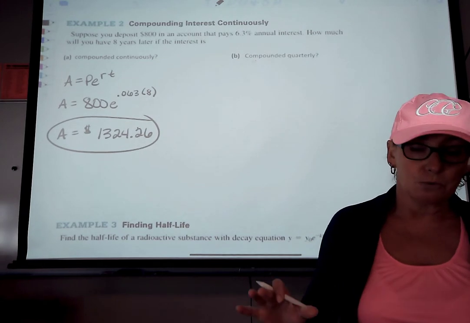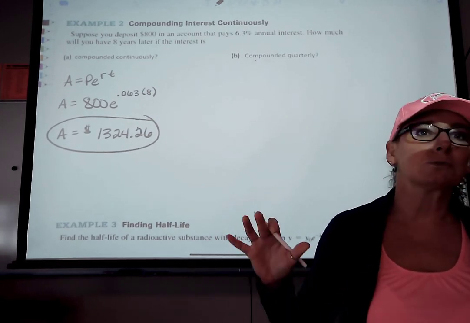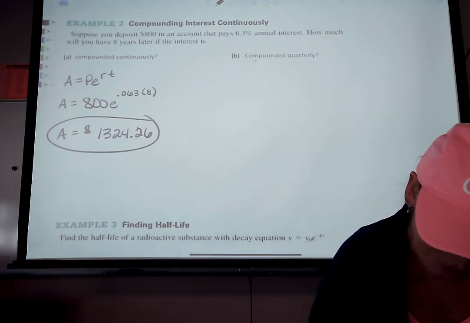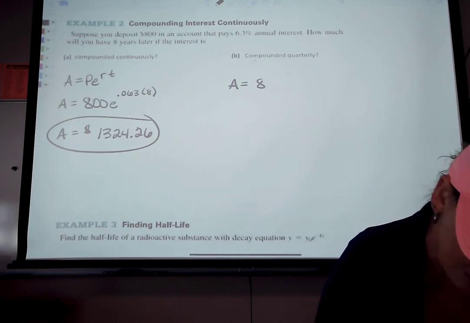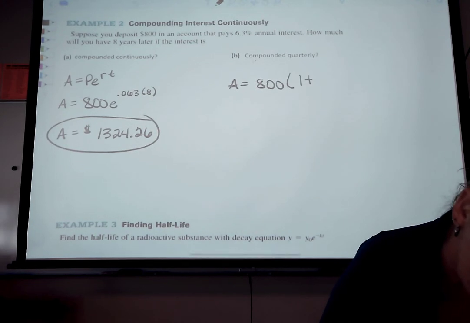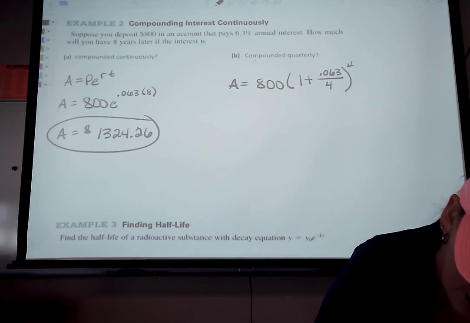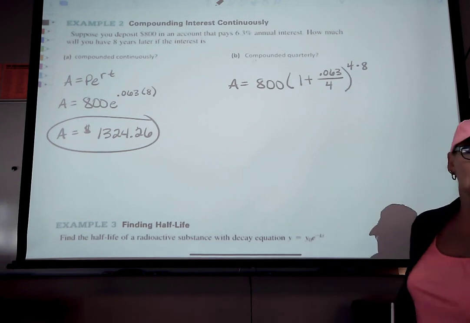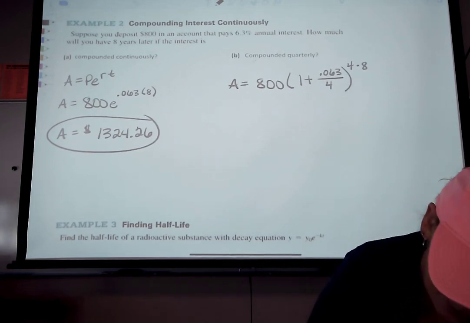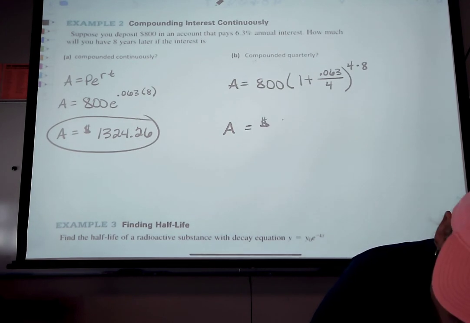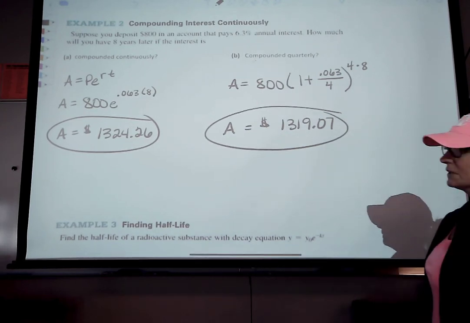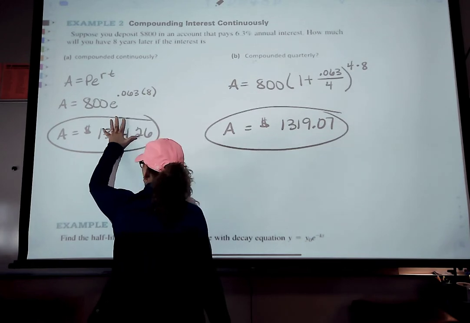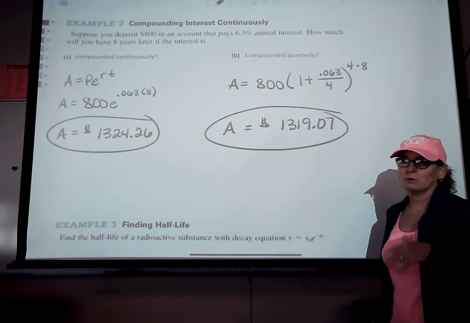What if it were quarterly? What if, same setup, how would it be different if your interest was only awarded to you quarterly? So we're going to go to the other formula. 800 is the initial investment. 1 plus rate, 0.063, quarterly. That's a 4. That's a 4. And we're going for 8 years. And that amount turns out to be $1319.07. And you'll always find that the continuous compounded interest is better than the quarterly or the annual or the monthly or even the daily.